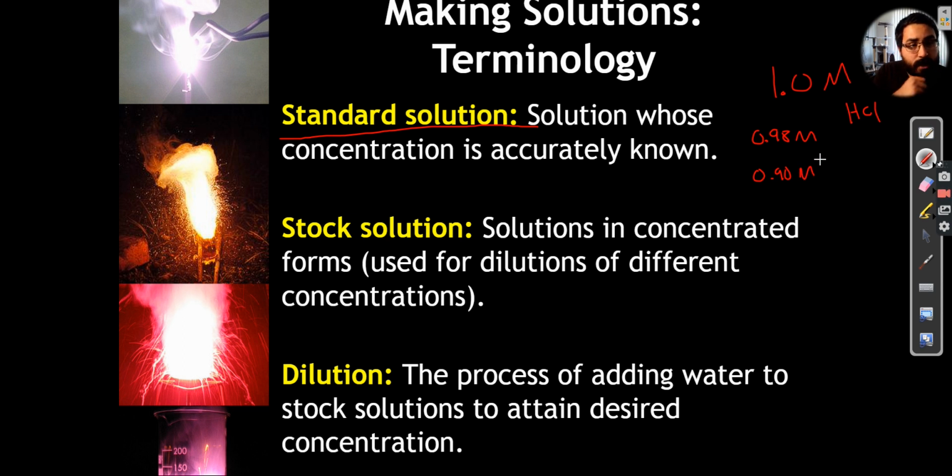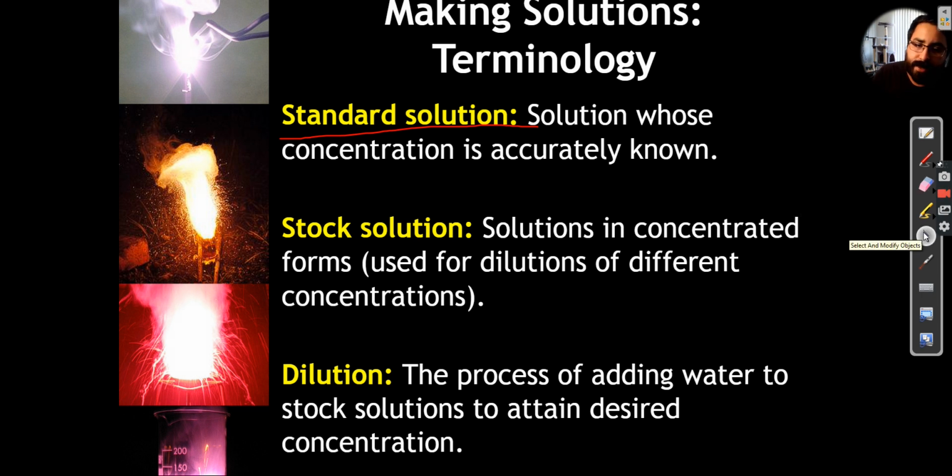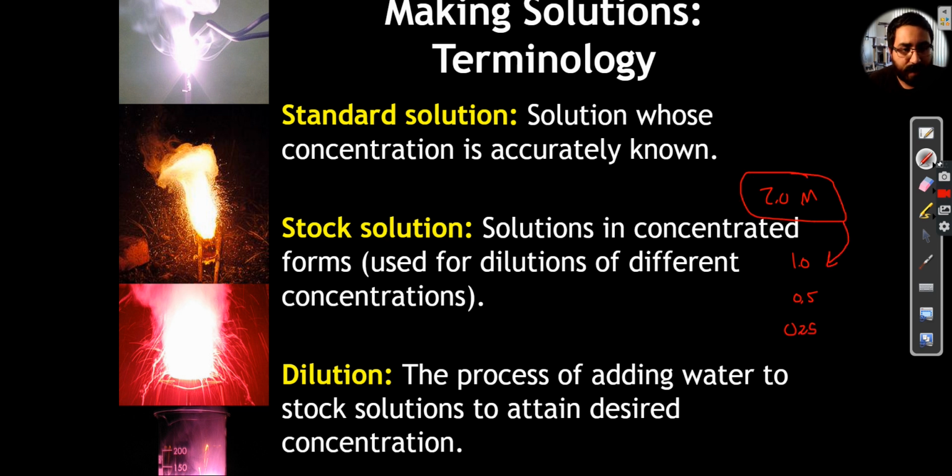So the label isn't always accurate. Things evaporate, so the concentration can go up. There could be contamination or just slip ups. A stock solution is what you get materials from to dilute. So if you had a 2.0 molar solution, but you wanted a 1.0, a 0.5, a 0.25, what you would do is you would get this one diluted by half, diluted by a fourth, diluted by an eighth. All right. So that's the purpose of a stock solution.